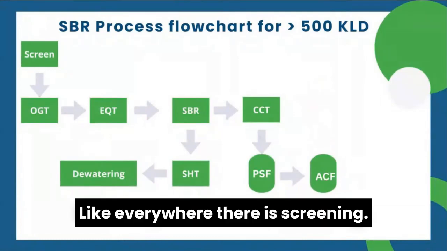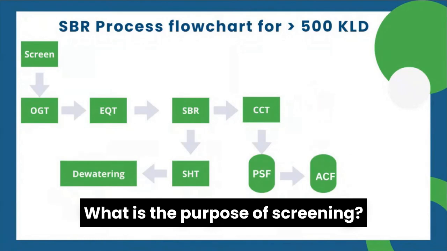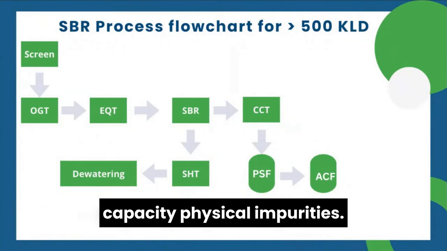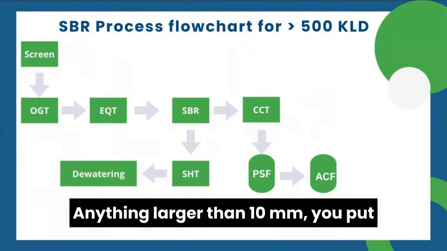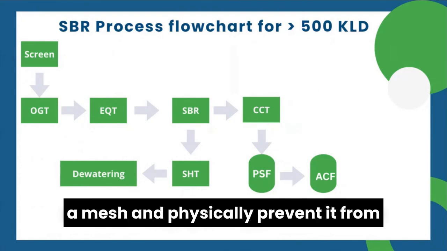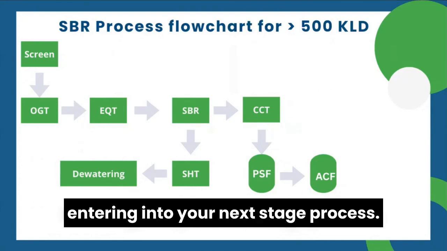Like everywhere, there is screening. What is the purpose of screening? Screening is for removal of physical impurities, especially large capacity physical impurities. Anything larger than 10 mm, you put a screen, you put something like a mesh, and physically prevent it from entering into your next stage process.